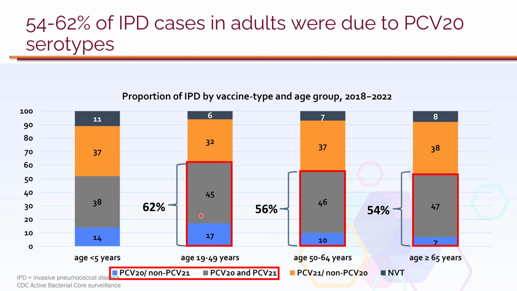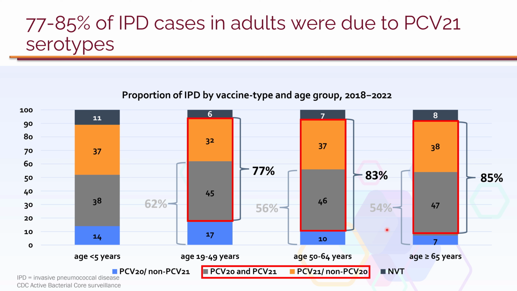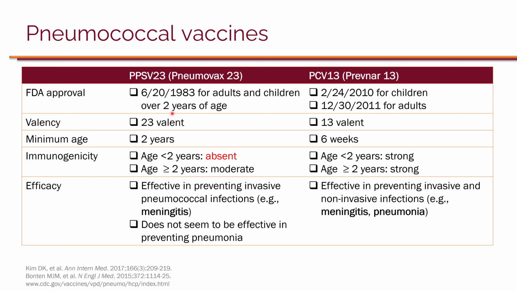So when you look at this, for example, in adults, you can see that somewhere between 54 to 62% of invasive pneumococcal disease were due to serotypes that were included in PCV 20. But when you look at PCV 21, that actually improves it. So somewhere between 77 to 85% of invasive pneumococcal disease cases in adults are actually covered by PCV 21. So that's why PCV 21 was designed to improve essentially prevention of pneumococcal disease in adults specifically.